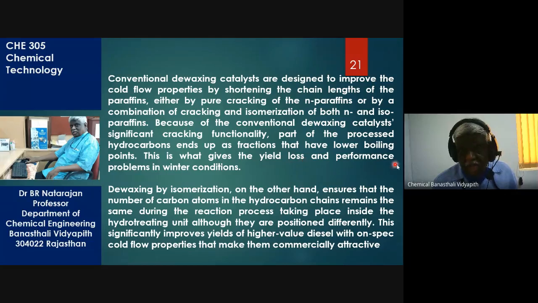This is what gives the yield loss and performance problem in winter conditions. Now, dewaxing by isomerization, on the other hand, ensures that the number of carbon atoms in the hydrocarbon remains the same. Remember, in isomerization, the carbon atoms do not reduce. Only, say, normal butane becomes isobutane. Normal pentane becomes isopentane. So the number of carbons remains the same. So if I do dewaxing by isomerization, my carbon atoms are ensured, right? So I would prefer my dewaxing to be done using an isomerization route rather than a cracking route, right?